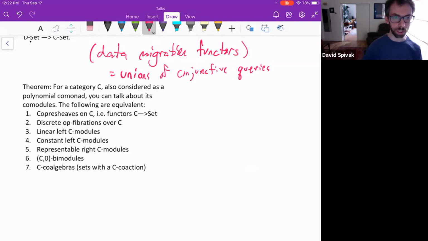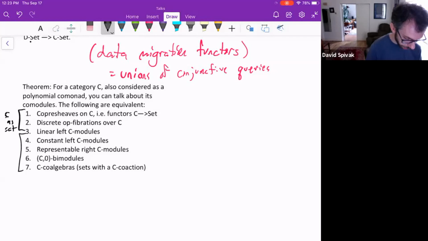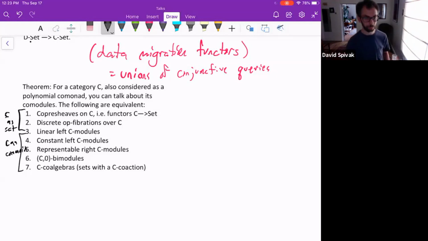So if you have a category C, and again, categories are polynomial comonads, then you can talk about its comodules. Oh, I talked about this before, right? So these guys are in terms of C as a category, and these guys are in terms of C as comonoid. Sorry for that. Okay, so we may get to this today.